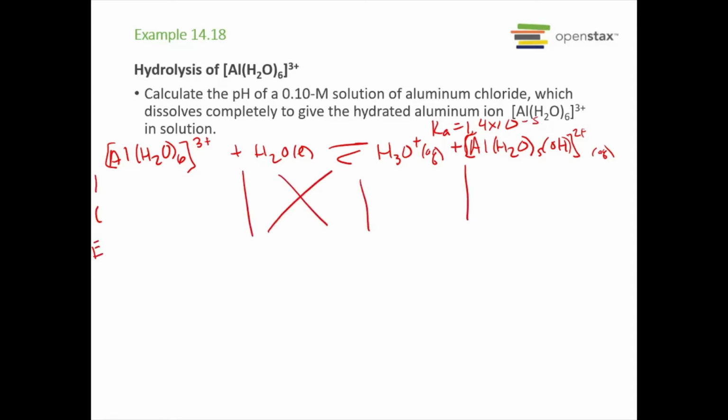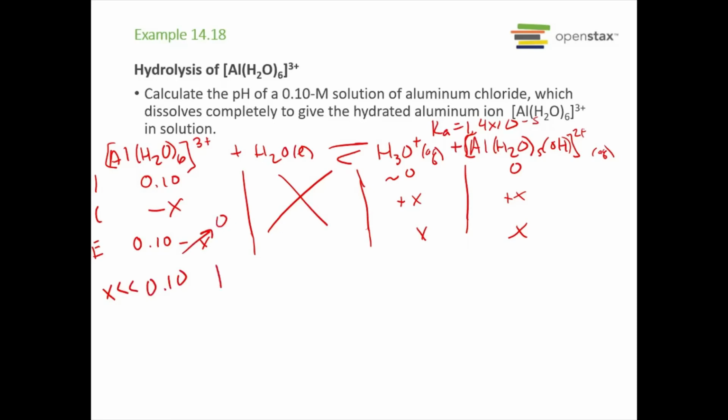As usual, no water. We start off with 0.10 molar of the hydrate. We start off with about 0 hydronium and 0 of the hydrate hydroxide, if you will, I don't know what else to call it. We lose some X from our starting and gain some X for our products. So at equilibrium, 0.10 minus X, X, X. And based off of that Ka, we can go ahead and assume that X is much, much less than 0.10, so that becomes 0.10. And our Ka is X times X divided by 0.10, and that is equal to 1.4 times 10 to the negative 5th power.